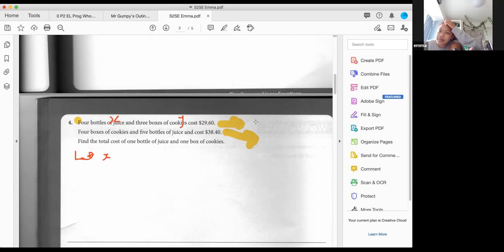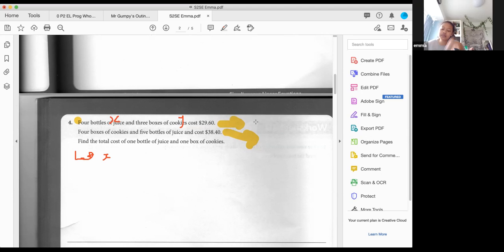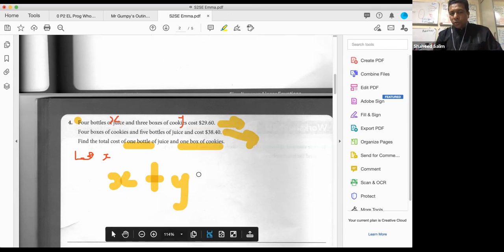I just combine the x and y, is it? Yeah, just combine. In this case, what they're asking you is to find the total cost of one bottle of juice and one box of cookies. So juice is X. They want to know what X plus Y is equal to. So you don't need to find what X is and what Y is, but you can combine them together.